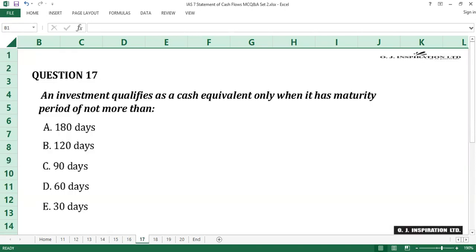Question number 17. An investment qualifies as a cash equivalent only when it has a maturity period of not more than A, 180 days, B, 120 days, C, 90 days, D, 60 days, E, 30 days. Time counts.